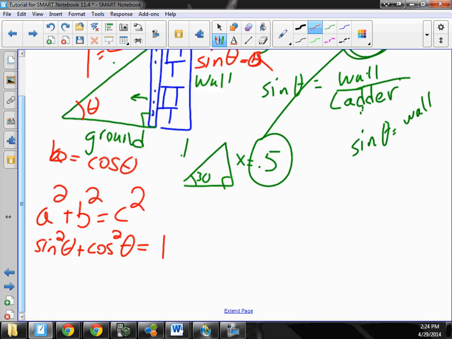What that's suggesting is take any angle, plug it into the sine and square it. Plug it into the cosine and square it, and add them together. And you will always get 1.